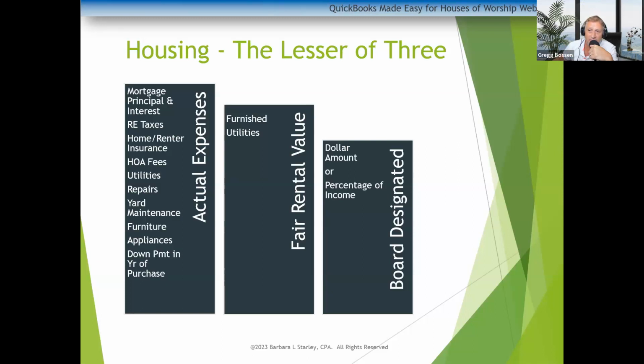Sid says 95% of the person's salary is housing allowance. Yeah, that's a great question. I was actually going to mention that in the board designated. Somebody said that can't be right. Well, some churches will say it needs to be either a dollar amount or a percentage of income. Somebody said 25% of income.